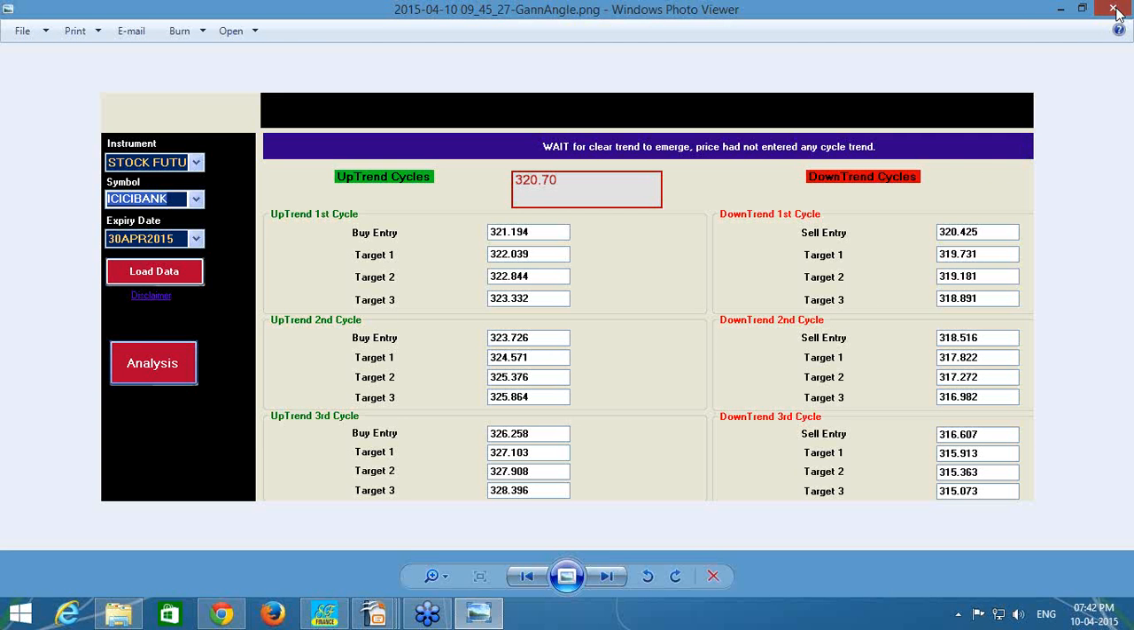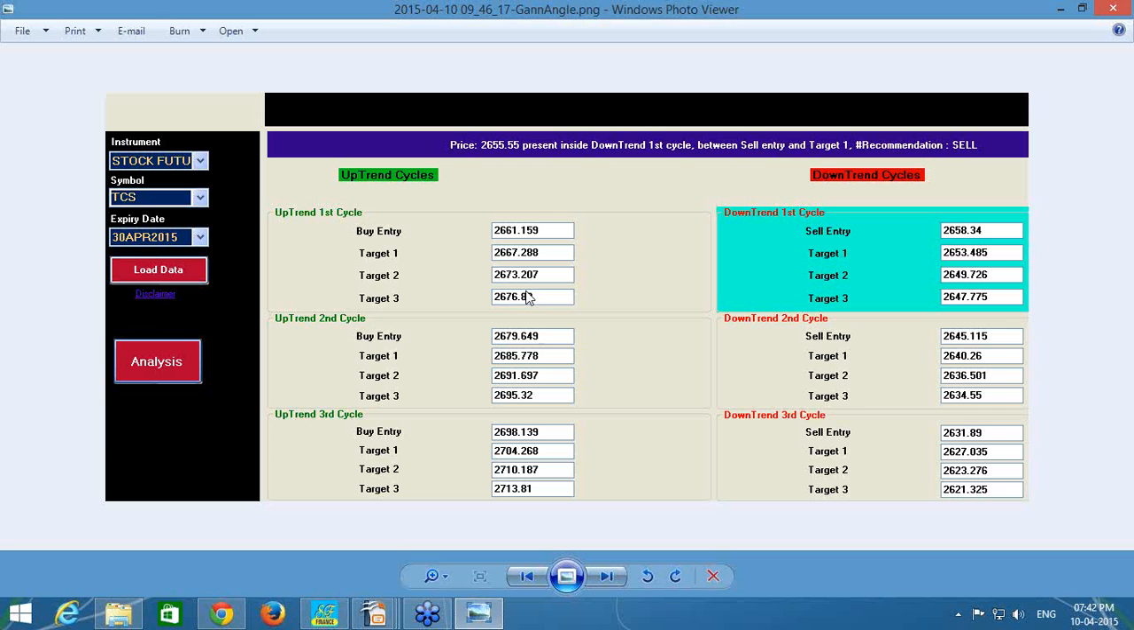This is for ICICI Bank I have taken. This is for TCS future. So 55 level it has taken. From here onwards it is the downward cycle, and it is taken at 9:46 by this point. So from here we expected till 634 level.